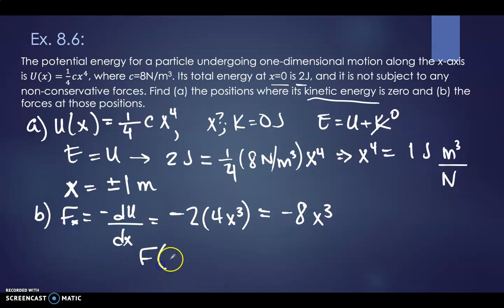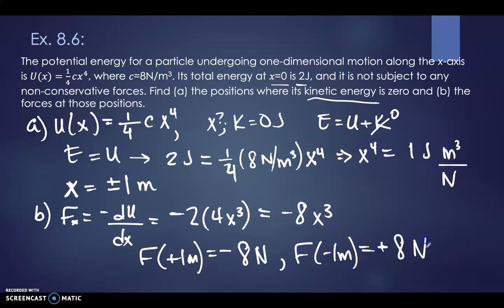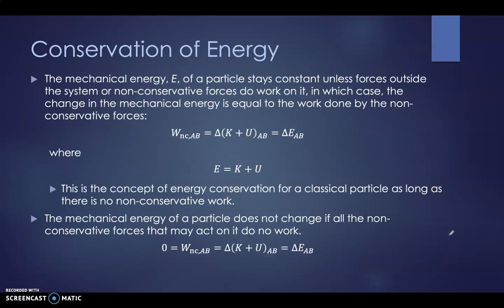So F at positive 1 meter will be negative 8 newtons. F at negative 1 meter will be positive 8 newtons. Okay. I did forget to mention the direction that this is in. This is in our x-axis, or positive x-axis, so I'll go ahead and put i-hats on these forces. Alright, so moving on to conservation of energy.